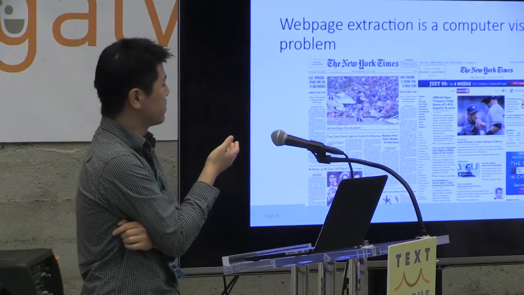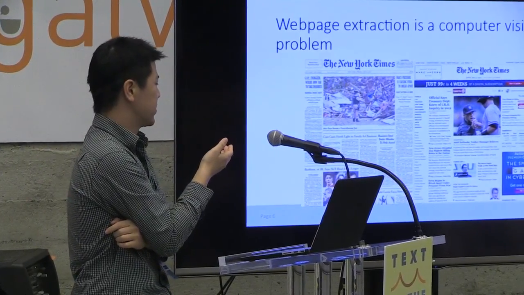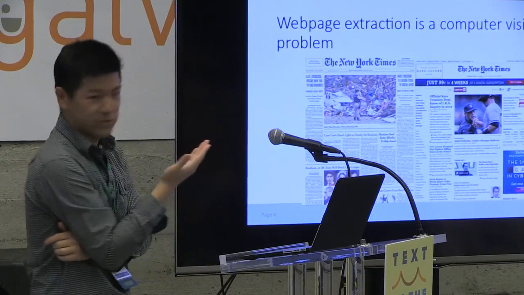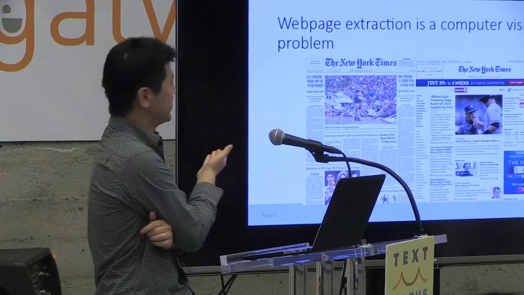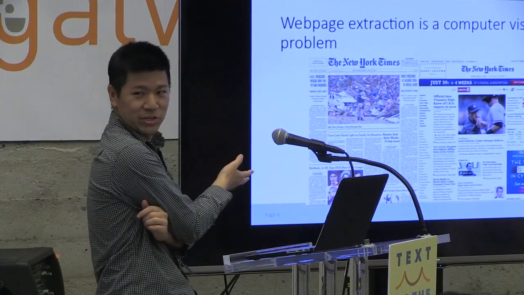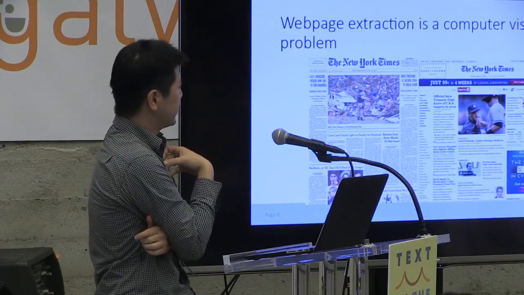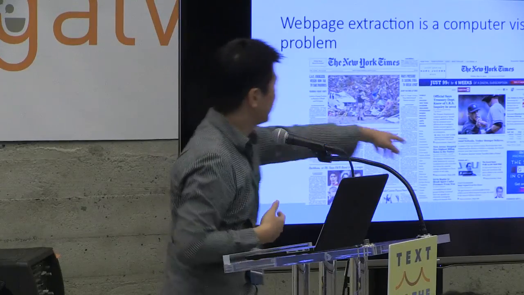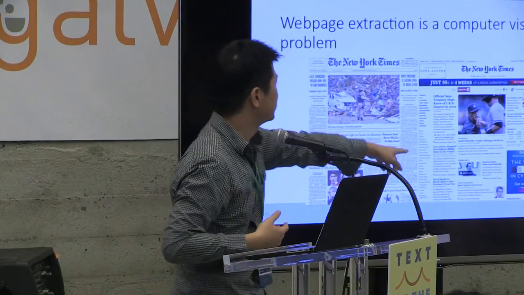So what Diffbot does, and this is our key insight, is that web page extraction is a computer vision problem. This sounds non-intuitive to other people that do scraping or web page extraction. They see this as regexes and writing patterns against the markup of the page. But the way we see it is, here's the print version of the New York Times. Here's the web version of the New York Times.